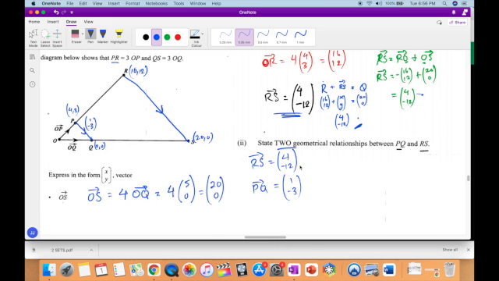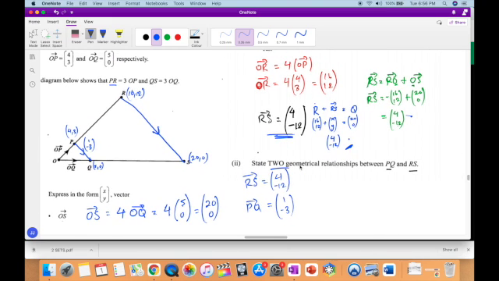Okay, alright. So we have RS is (4, -12), and we have PQ is (1, -3). Any relationship between these two? RS is really 4 times PQ. RS is (4, -12), and that is 4 multiplied by PQ, which is (1, -3). So 4 times 1 is 4, and 4 times negative 3 is negative 12. And so the two geometrical relationships: number one is that they are scalar multiples, and number two is that they are parallel.